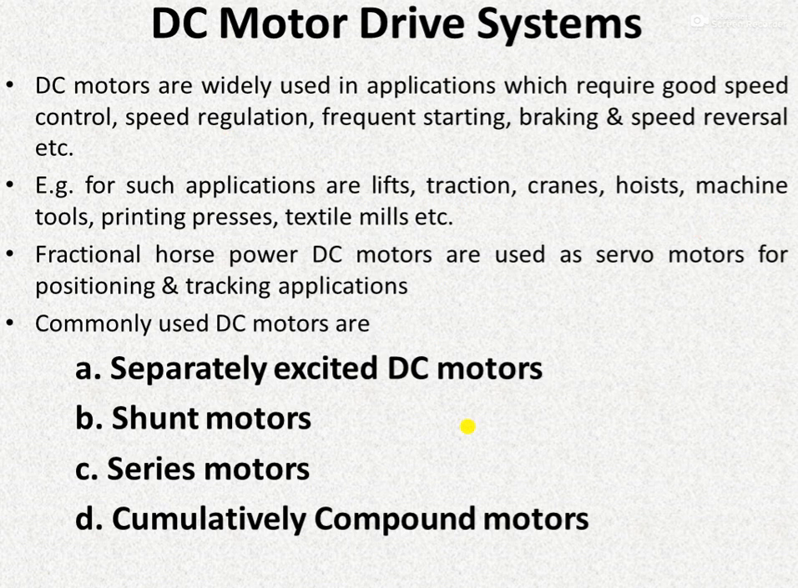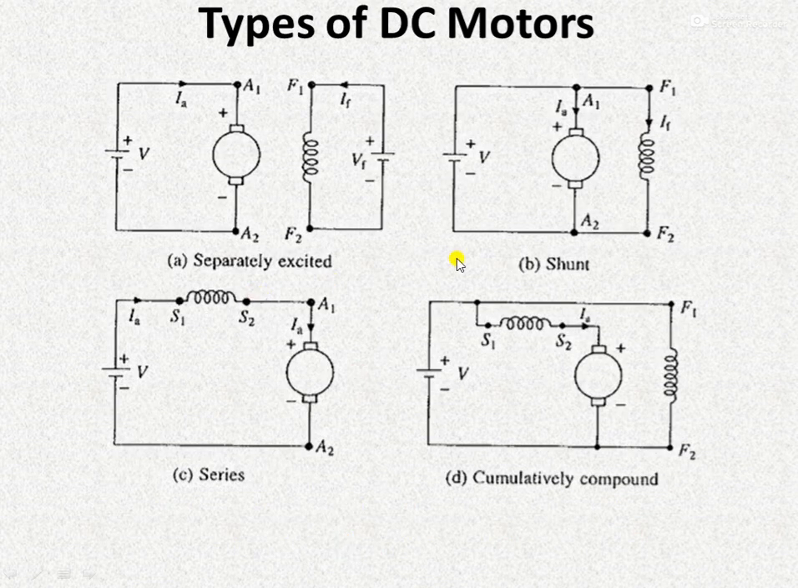You have already studied in detail about the various types of DC machines. Broadly, DC machines are classified into two. They are separately excited and self-excited. The self-excited DC motors are further classified into series motors, shunt motors and compound motors. These compound motors are further classified into cumulatively compound and differentially compound motors. You are quite familiar with this diagram, so they are just given for your reference.